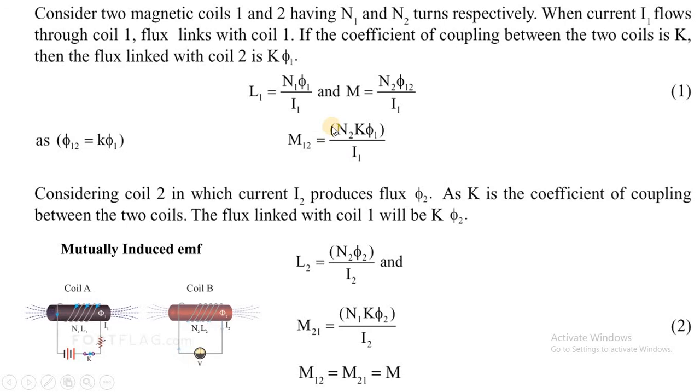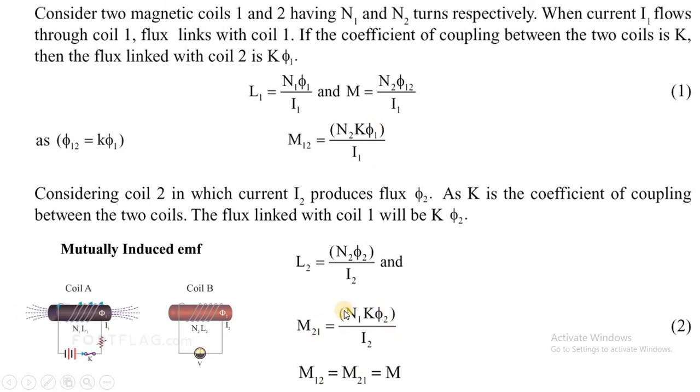Further, if we multiply the mutual inductances between the two coils, that is M12 into M21, I am going to get M into M because we assume that M12 and M21 are equal. So what is now the value of M12? What is the value of M12? M12 value is N2 into K phi 1 divided by I1, and M21 value.